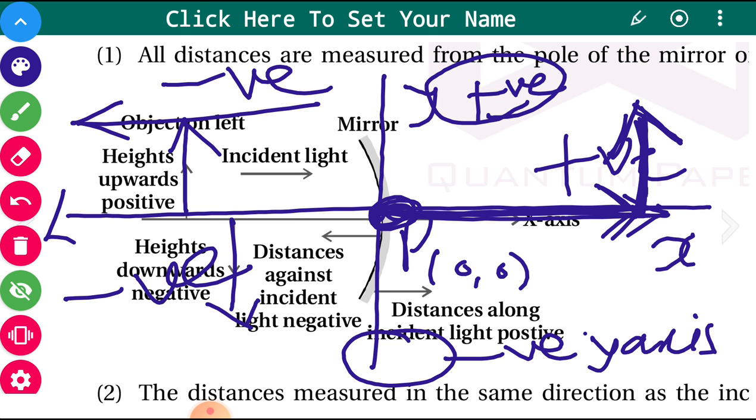These are sometimes also known as the Cartesian sign convention, because we are using the Cartesian coordinate system for the reference. Okay, thank you very much.